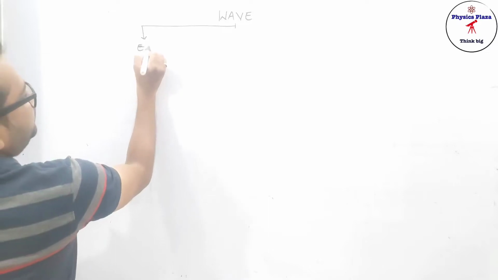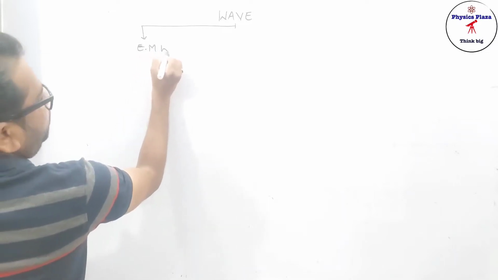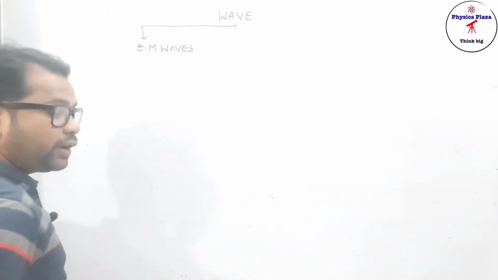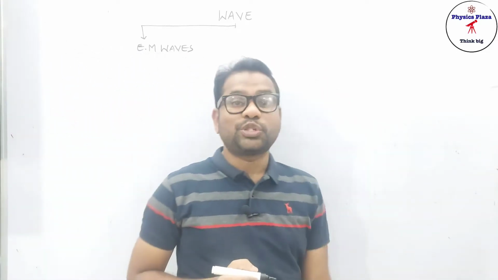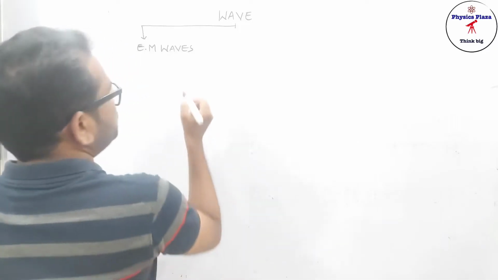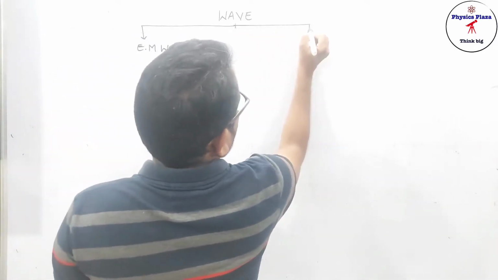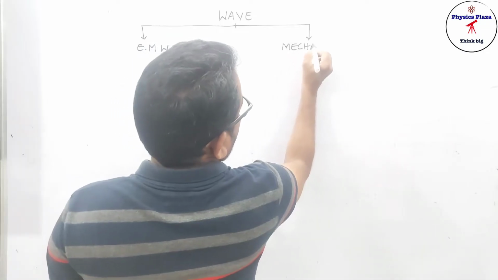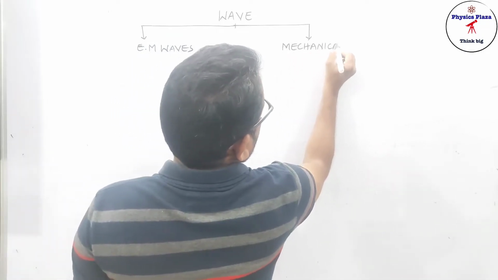Based on that, we have electromagnetic waves. Simply I will write EM waves. Children, we already discussed electromagnetic waves in the electromagnetic spectrum chapter 6. Links will be given in the description, just kindly go through it. Okay, fine. So electromagnetic waves, and another one is mechanical waves.